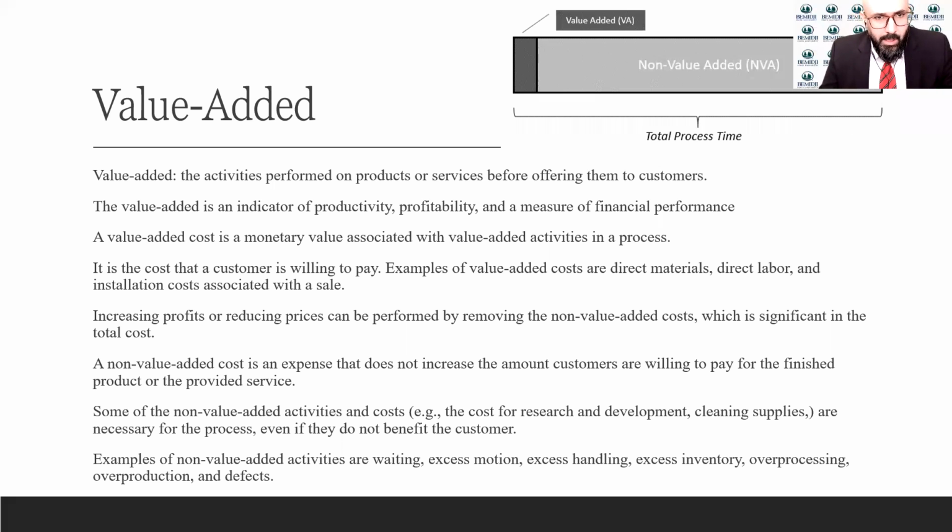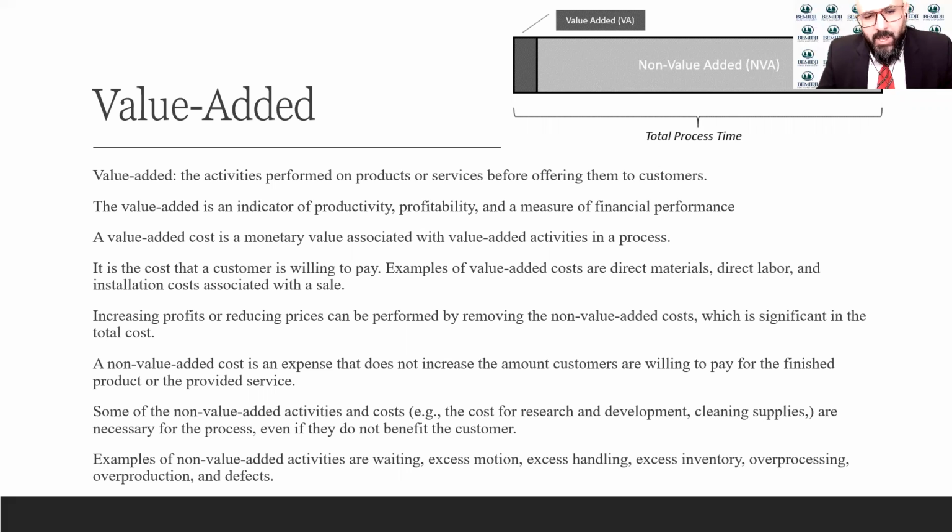So for example, a package for any product does not add any value to the product itself, but it is required because it will keep the product safe. And therefore it is needed. So some costs, you cannot cut, and they're needed, such as research and development and cleaning supplies, as I mentioned.